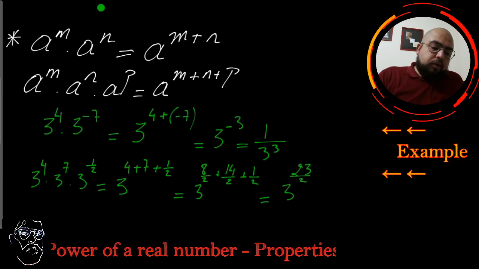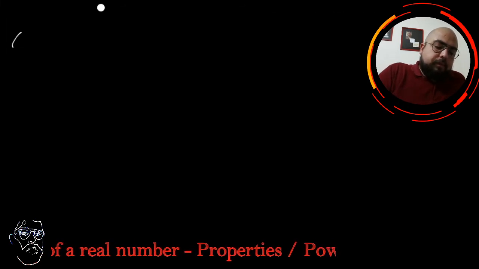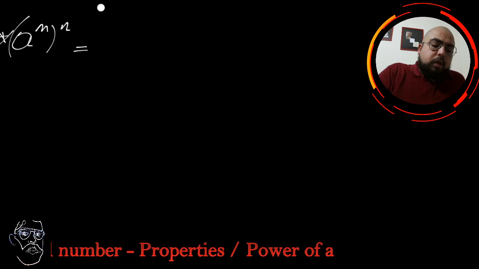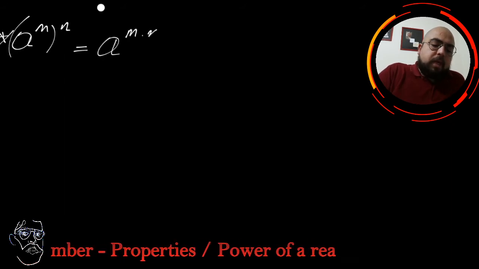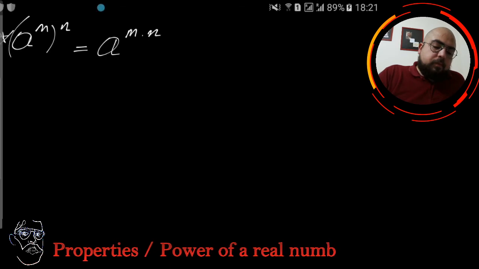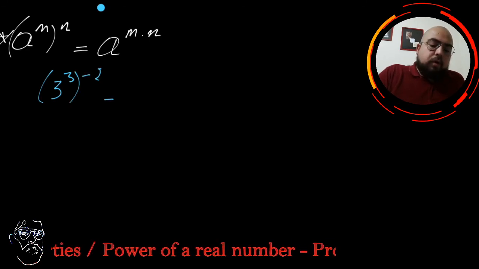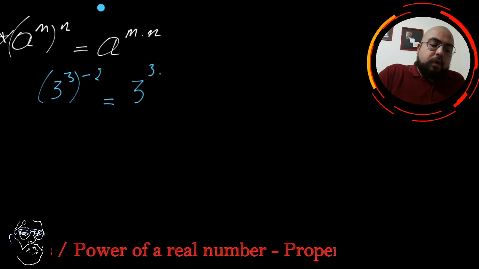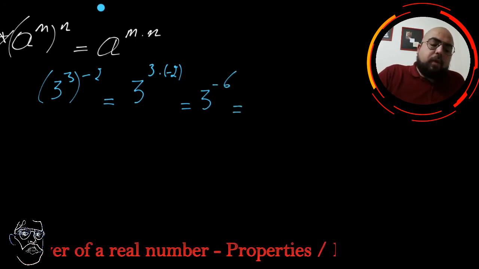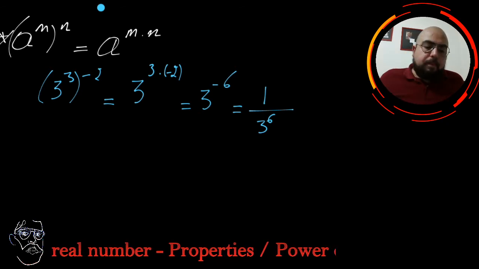Alright, let's go to another property. When we have a to the power of m, to the power of n, it's equal to a to the power of m times n. So I'm going to take an example. Let's say we have 3 to the power of 3, to the power of minus 2. You can simply write it down as 3 to the power of 3 times minus 2. So it's 3 to the power of minus 6. Alright? Of course, 3 to the power of minus 6 can be written as 1 over 3 to the power of 6. Alright?